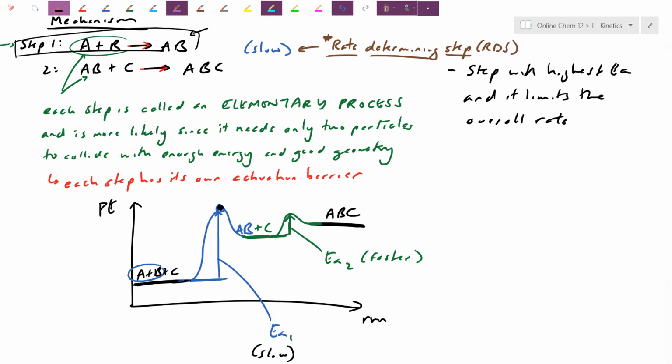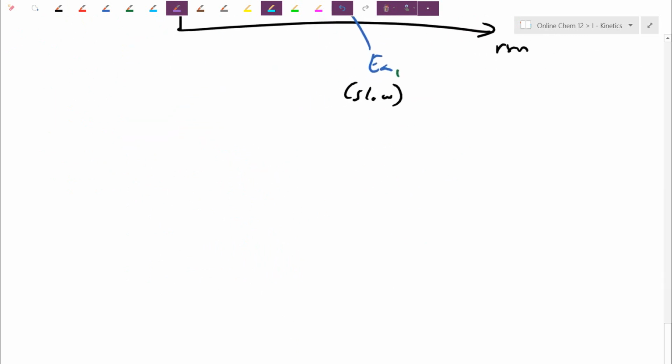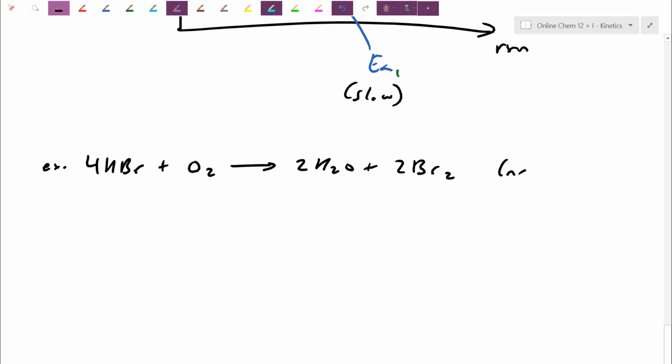Let me just give you a feel of what a question might look like. So as an example, let's start off with 4 HBr. It's going to collide with O2. This is going to become 2 H2O and 2 Br2. This is the net reaction. This is the overall reaction.